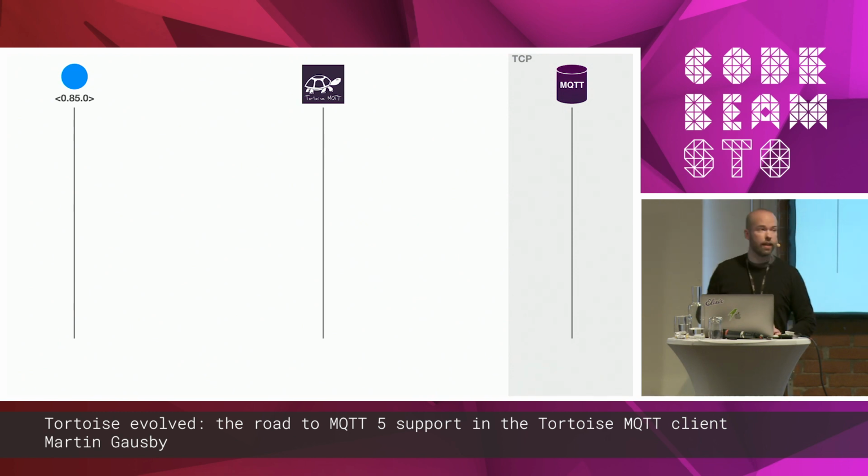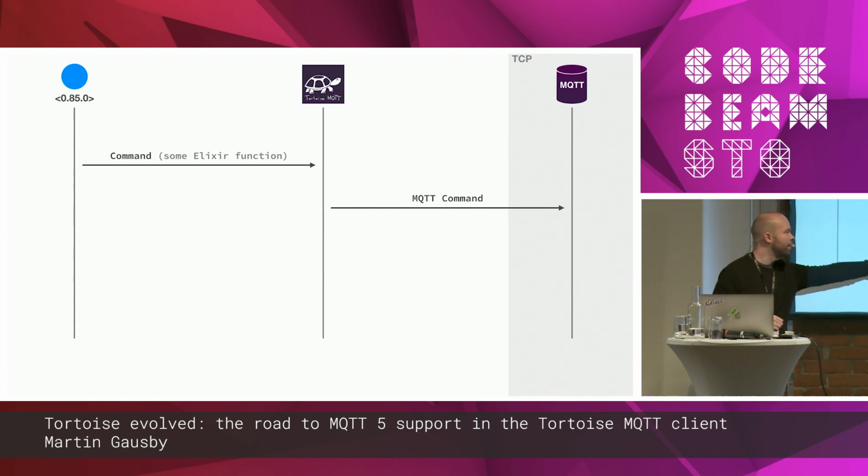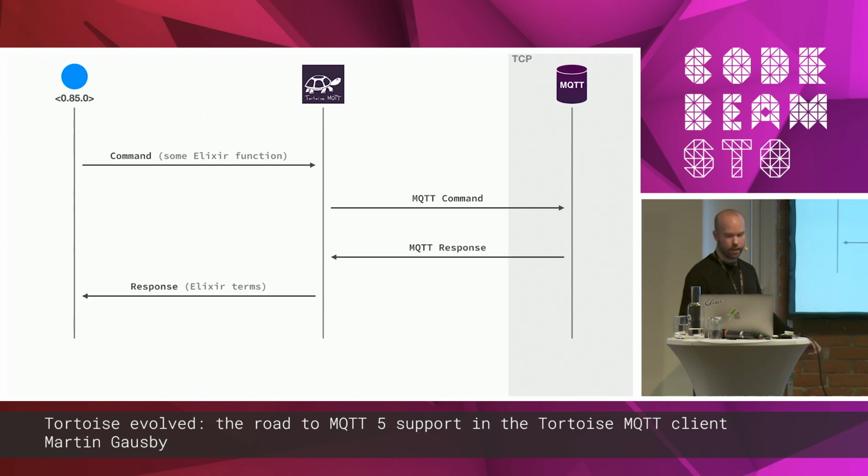Tortoise is an application that sits between you running in that process and the MQTT broker. So for us to make a good client, we need to shoot messages into the MQTT client, and then have that mediate the communication between you and the client, such that it seems to you as if you're working with Elixir and not just MQTT. So there's a mapping between the two semantics.